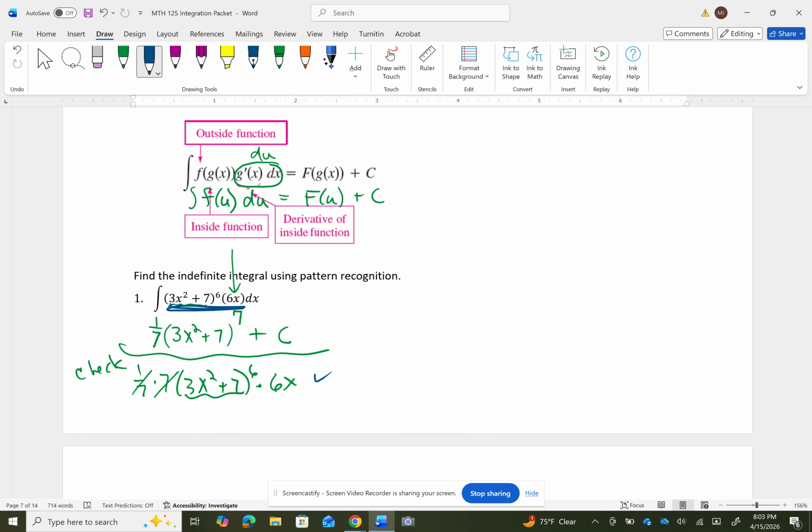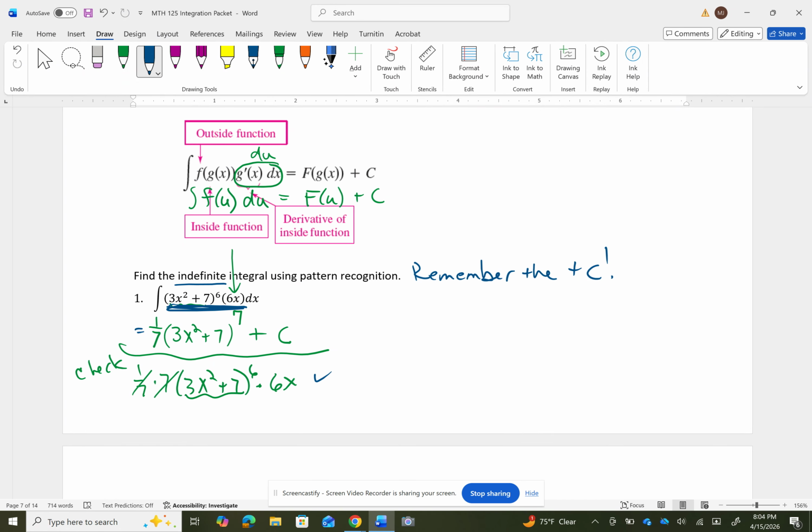Now here in 5.5, we're back to indefinite integrals. We do not have limits of integration on our integration symbol. Remember the plus c? That's just because we could have had any constant added there at the end, and the derivative of that would have still turned out to be the quantity 3x squared plus 7 to the 6 times 6x.